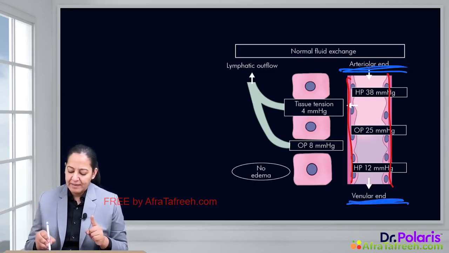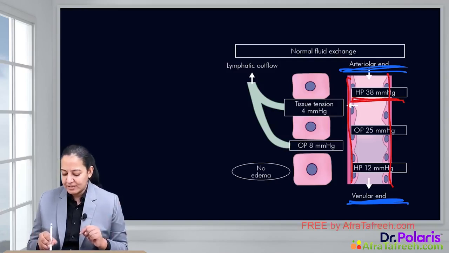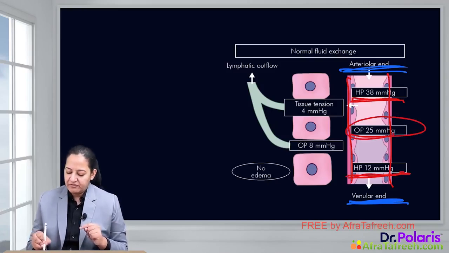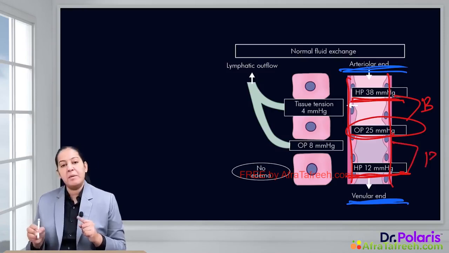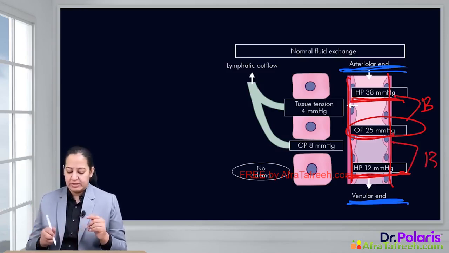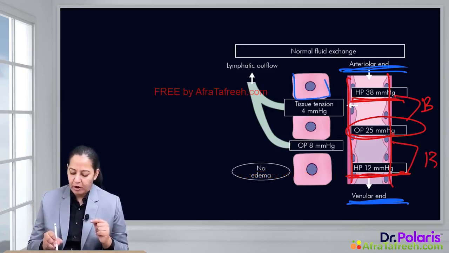At the arteriolar end, please appreciate the value of hydrostatic pressure is 38 mm of mercury. At the venous end, it is 12 mm of mercury, but osmotic pressure throughout it is 25. So see the difference here, it is 13 mm of mercury but outward. See the difference here, it is 13 mm of mercury but inward. So equal and opposite, and you can appreciate these are the cells of a tissue.